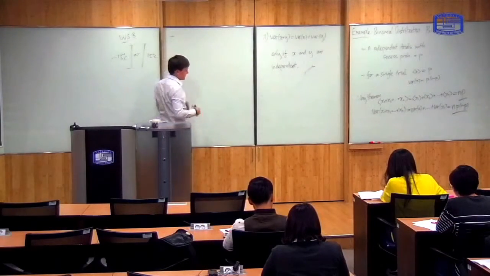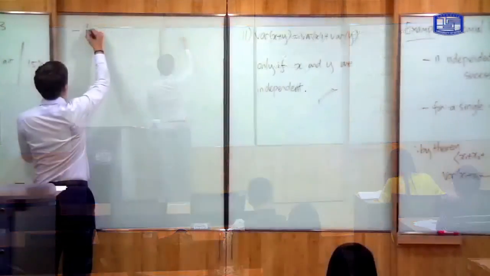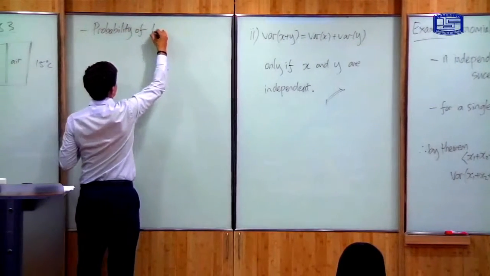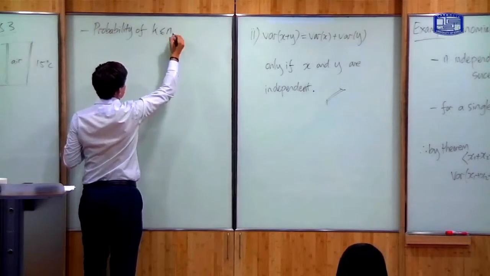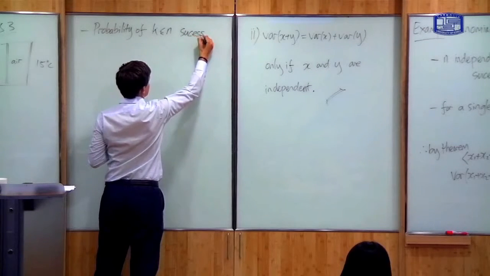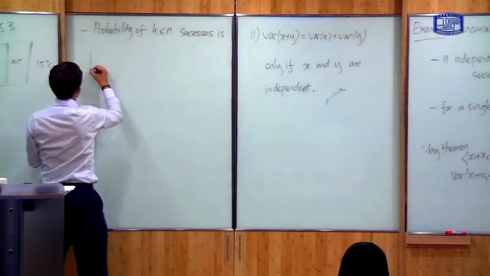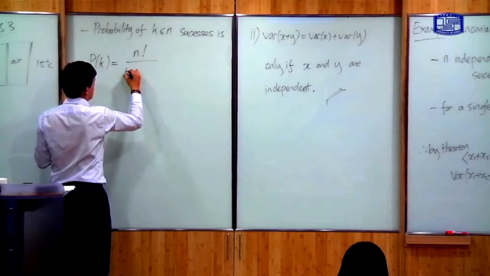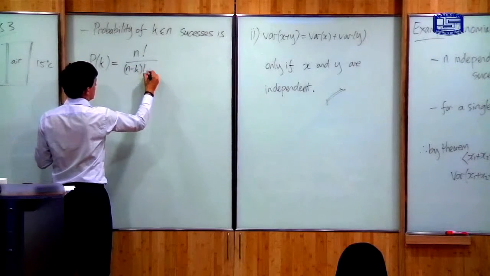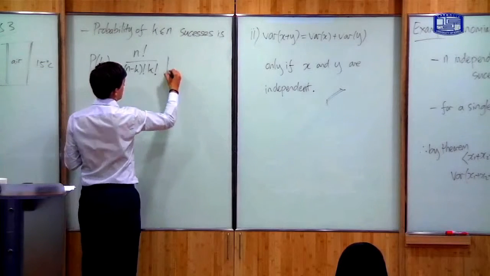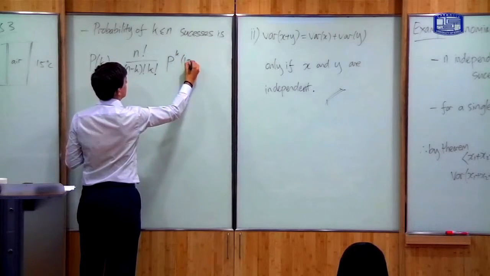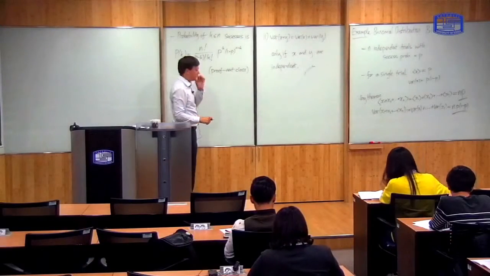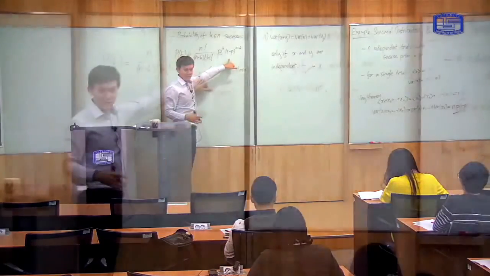But just to be complete, I will specify the probability distribution completely. The probability of having k successes, where k is some number less than or equal to n, is given by the following: P of k is equal to n factorial over k factorial times (n minus k) factorial, times p to the k times (1 minus p) to the n minus k. I'm not going to prove it now, but I can at least explain why this should be true.